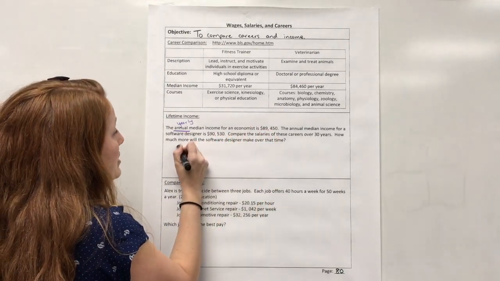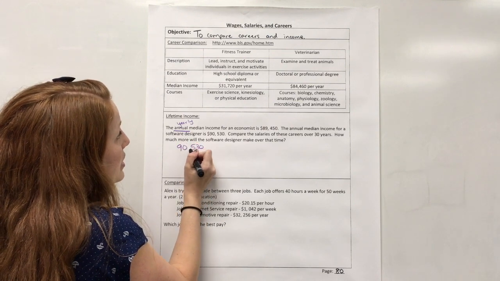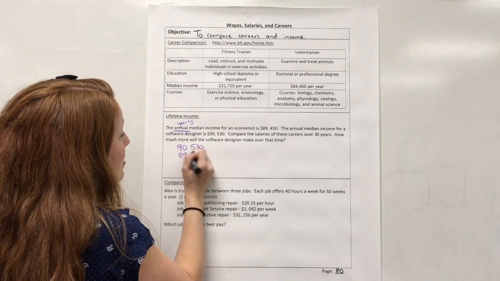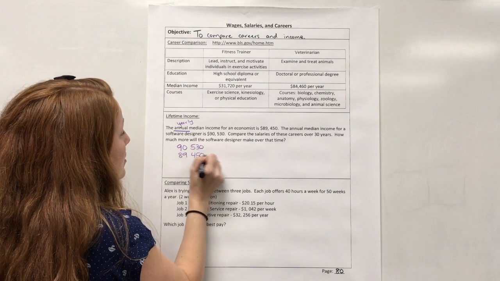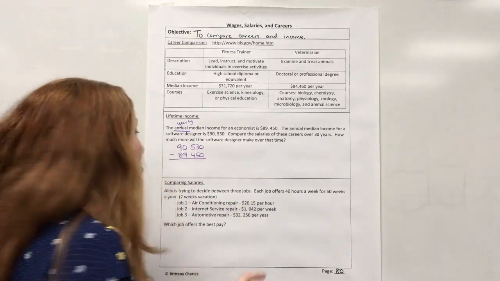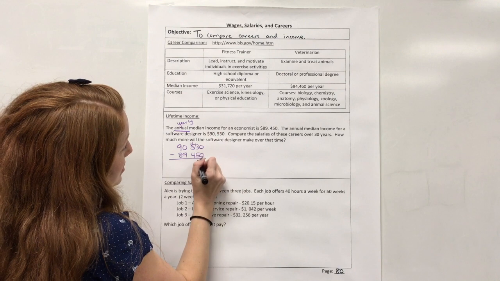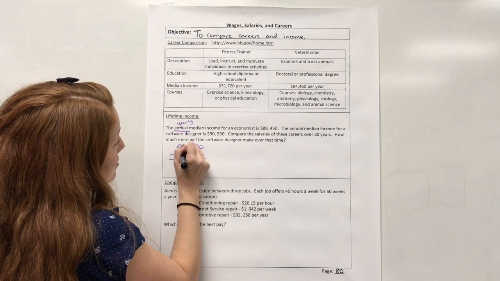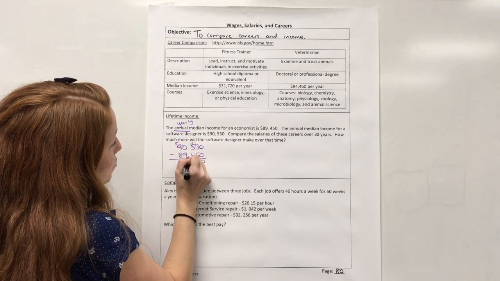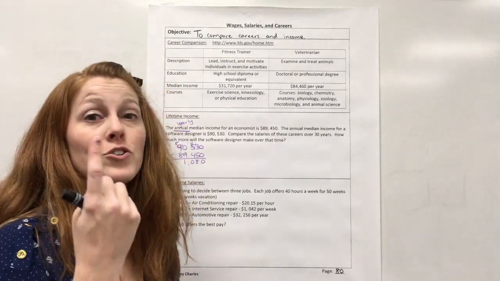So I'm going to start by subtracting these numbers. So I have 90,530 and then I have 89,450. So let's see just annually what the difference is first. So 0, that'd be 8, that's 0, and that's 1. So about $1,080 would be the difference for just 1 year.